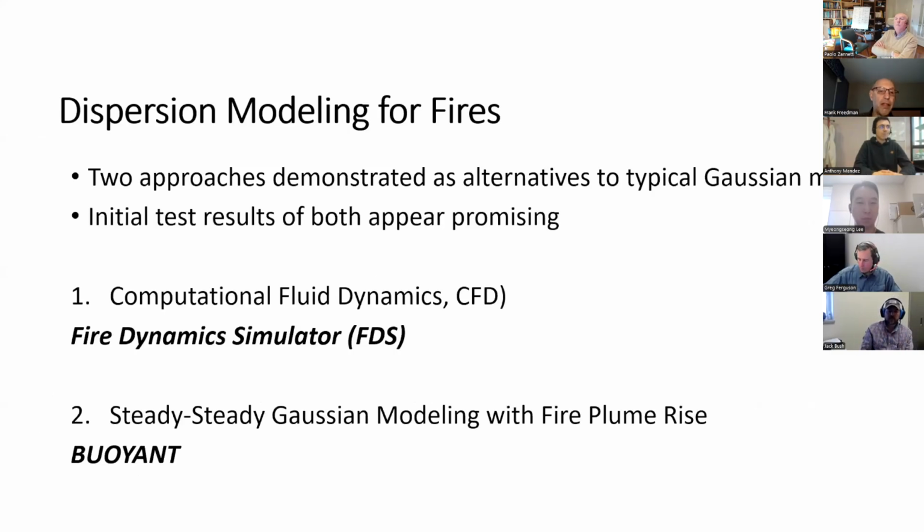So, conclusions. For dispersion modeling for fires, two approaches were demonstrated as alternatives to typical Gaussian models. One was the computational fluid dynamics approach, the FDS model that we showed. And the second is steady state Gaussian modeling with a fire plume rise modification in it, and that model is called Buoyant. Initial test results of both appear promising.